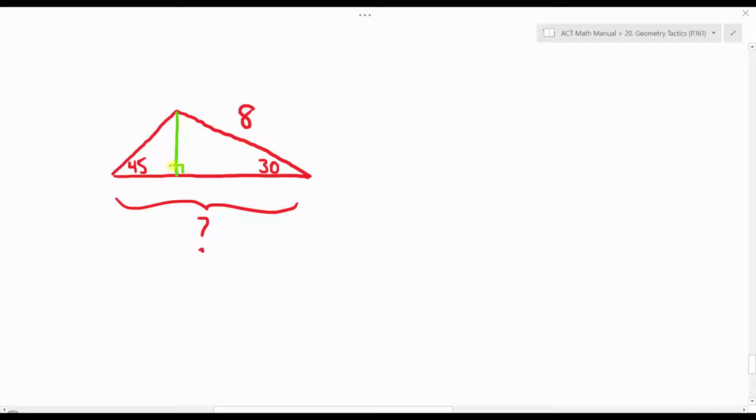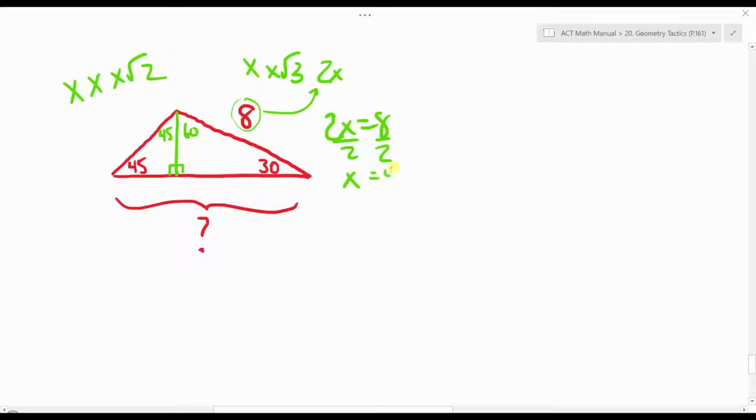What that does is it breaks the big red triangle up into two smaller triangles, and those two smaller triangles are made up of a 45-45-90 and a 30-60-90. And if you know your side ratios, the x, x, x root 2 and the x, x root 3, 2x, if you don't know that, you need to. You will be able to realize that this 8 is the 2x side. The side across from the 30 is going to be the x. So if 2x equals 8, you divide by 2, you get x equals 4.